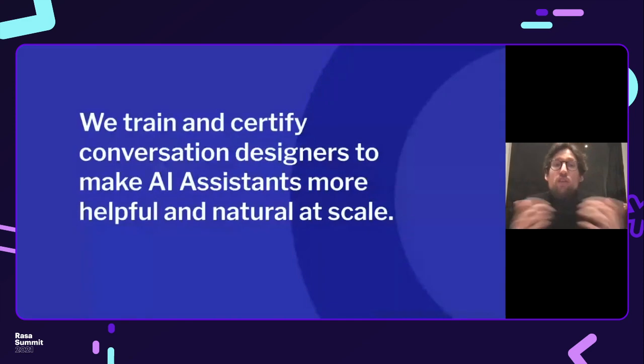But it sort of shows us that people and AI, we will be living together, we will be working together, so we need to learn to communicate with each other. And that's why we're going to have a new job, an important job called conversation designer. And that's really what we do at CDI. We train and certify conversation designers to make AI assistants more helpful and natural at scale.